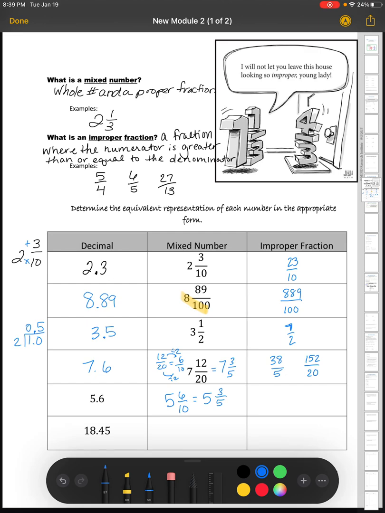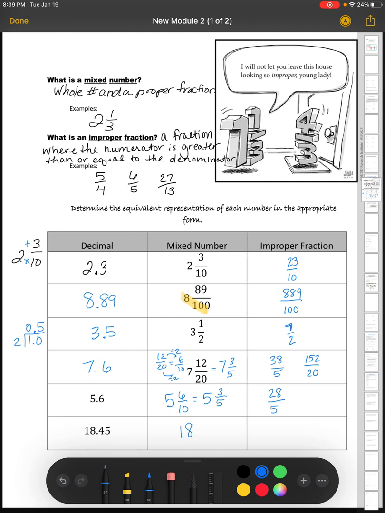The improper fraction, we could do 5 times 5 is 25, plus 3 is 28 over 5. And again, if we were to take 28 and divide it by 5, we're going to get 5, right? That gives you 25. You're going to have 3 left over. So instead of doing remainder, we would say 3 out of 5. So 5 and 3/5 is equivalent to 28/5.